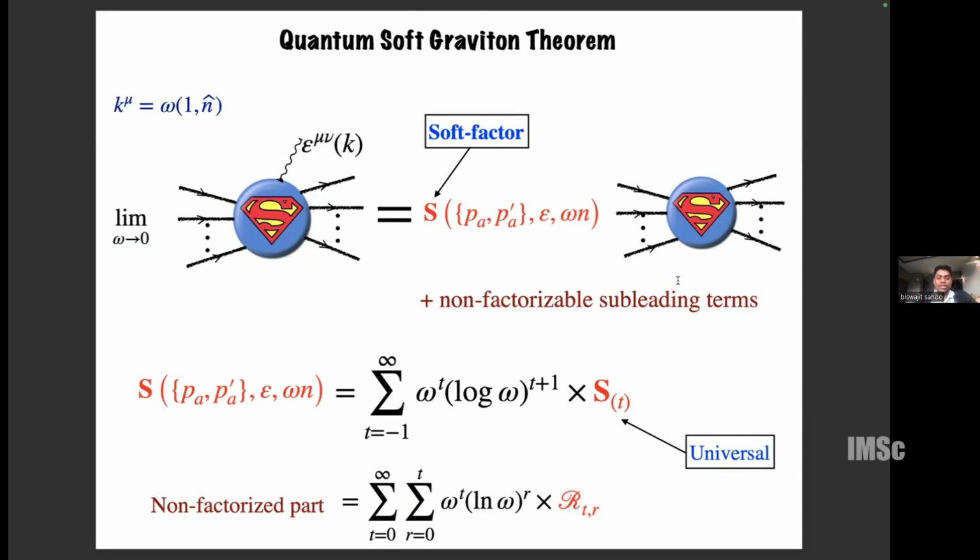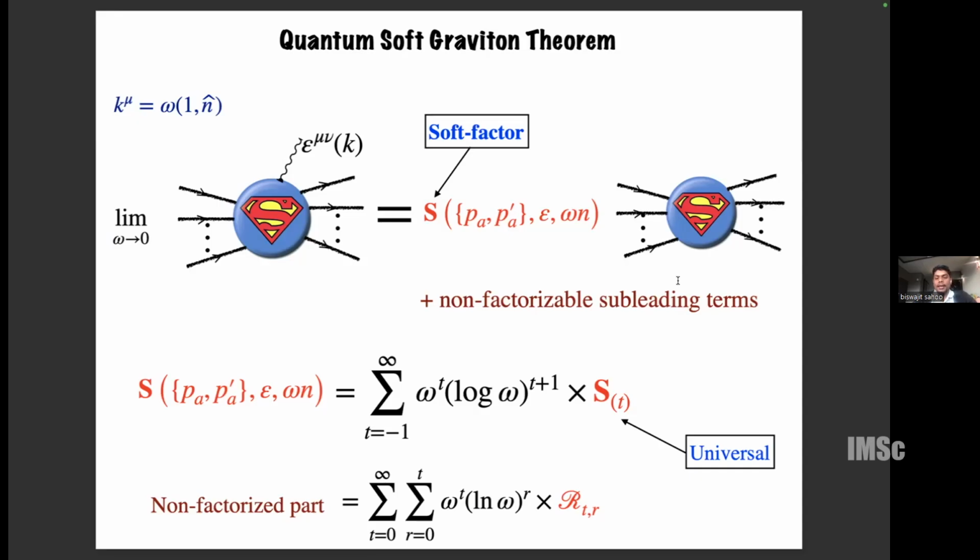Now take this amplitude and take the energy of this graviton, which I denote by omega, to be 0. What happens is that this scattering amplitude factorizes into a scattering amplitude which does not contain the external graviton, and a part which multiplies this amplitude, which we call the soft factor and which turns out to be universal. In a sense, it is only determined by a few scattering data and does not depend on the details of how you complete your quantum gravity. Obviously, it is not all. There will also be some non-factorizable subleading terms.